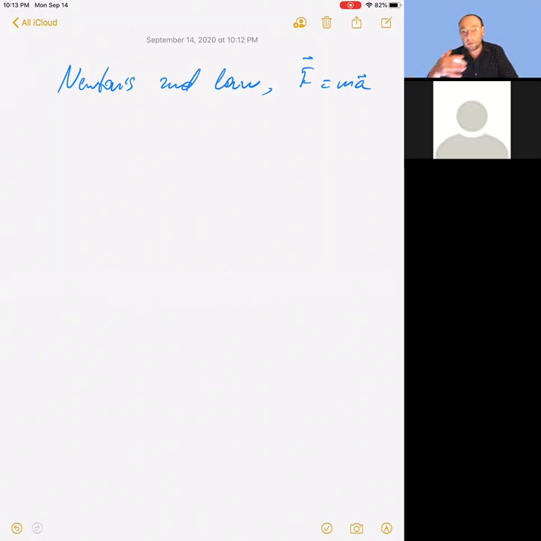The reason you spend so much time doing that in introductory physics is so that you're able to understand that forces are vectors. But how does Newton's second law actually work? Like, what does this mean? How do we use it? What's it good for?